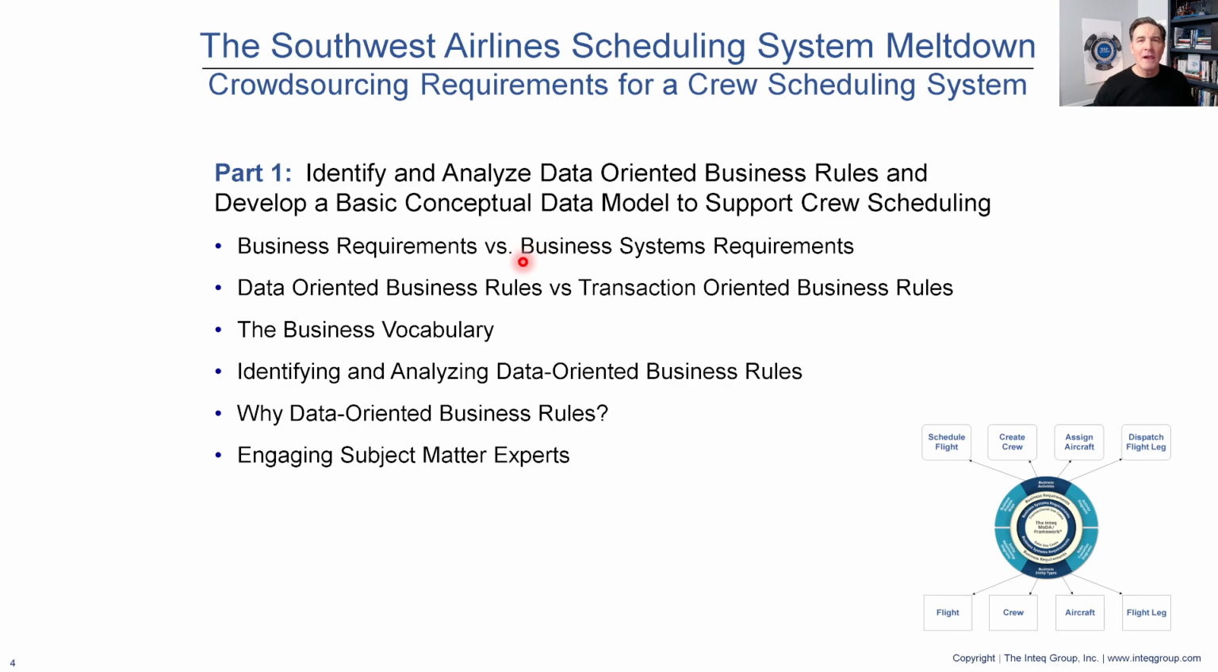Now, data-oriented business rules versus transactional rules. All right, here in the bottom right, we're going to see this blown up in just a little bit. But there are really two halves to thinking about requirements. What are the things we need to do? And what are the things we need to know about in order to do the things we need to do? Right? So transactional rules and data-oriented business rules.